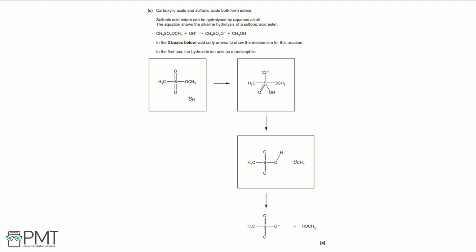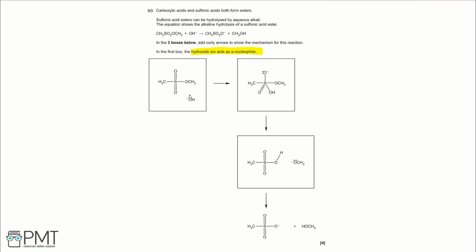If you're not sure what to do for this type of question, what you should firstly think of is look at the intermediate step and then try and work backwards. So look at what you're trying to produce and then work out where the curly arrows should go based on what you're trying to produce. So we're told in the question that the hydroxide ion acts as a nucleophile. So that helps us with the first curly arrow.